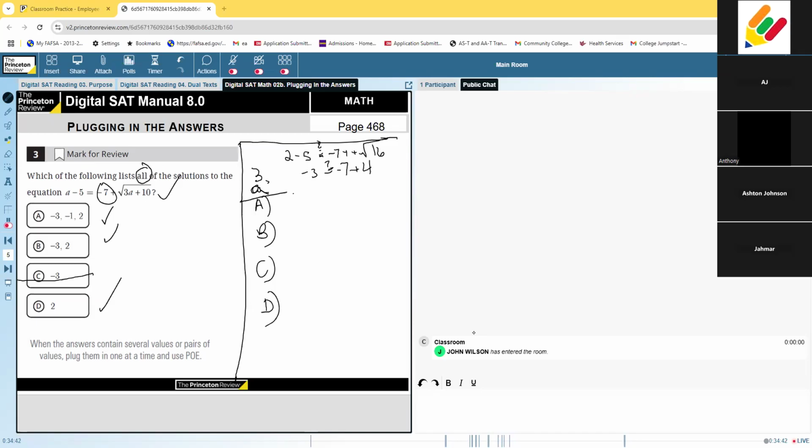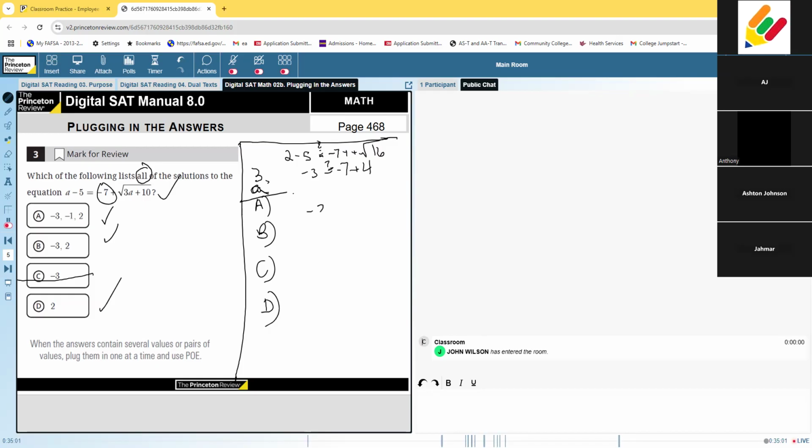Now, I know, AJ, but there's one good thing that you demonstrated. Sometimes when we use POE on the first one, we kind of know the answer. That's what it's for. It's for quickly eliminating responses. All right? Let's go down and try -3 now.